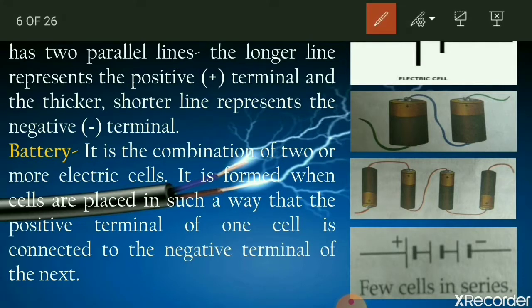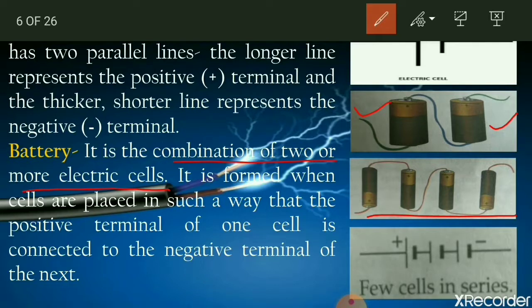Now, the battery. A battery is a combination of two or more electric cells, we all know. This is the battery. You can see this is also a type of battery. So students, in sixth class we have studied how to join cells together to make a battery.